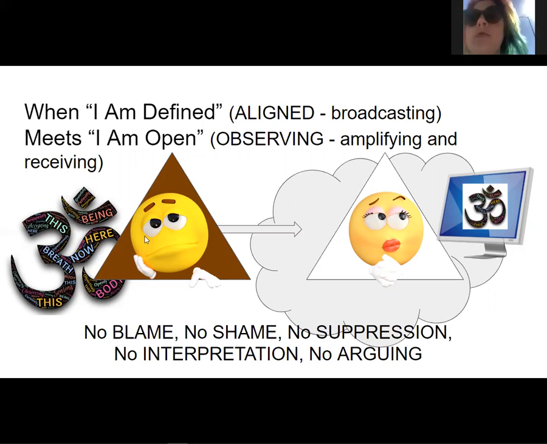I am defined. And then this person now is open, and she's looking at, oh, wait a minute. I am a screen, not a sponge. I don't have to take in that emotional energy. I can just notice, look, I can see that this person is over here doing their breathing and paying attention to how they feel. And that's just how they're feeling right now, has nothing to do with me. So no blame, no shame, no suppression, no interpretation, no arguing.